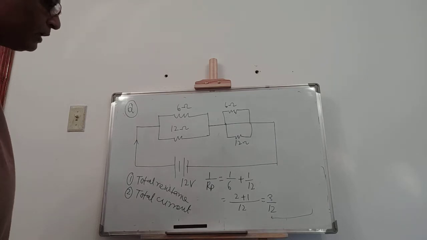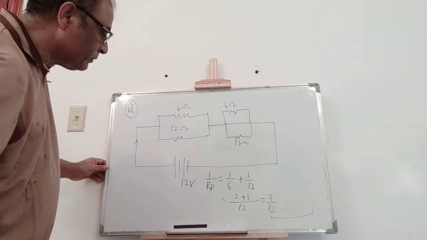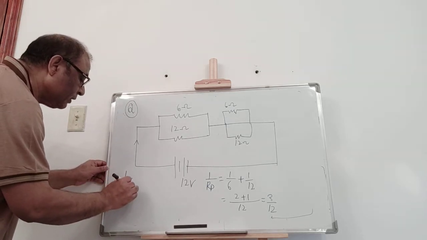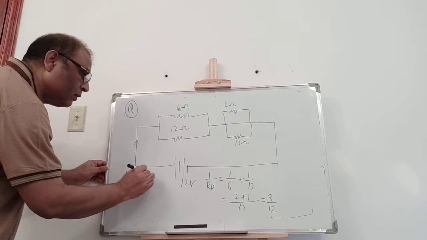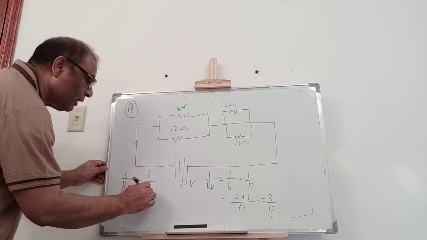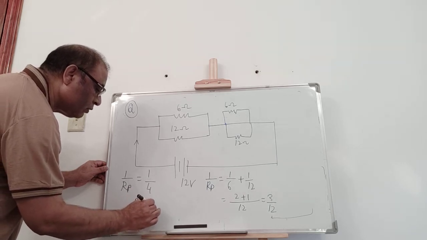3 upon 12. Then 1 upon Rp equals 3 upon 12, which is 1 upon 4, and Rp equals 4 ohm.